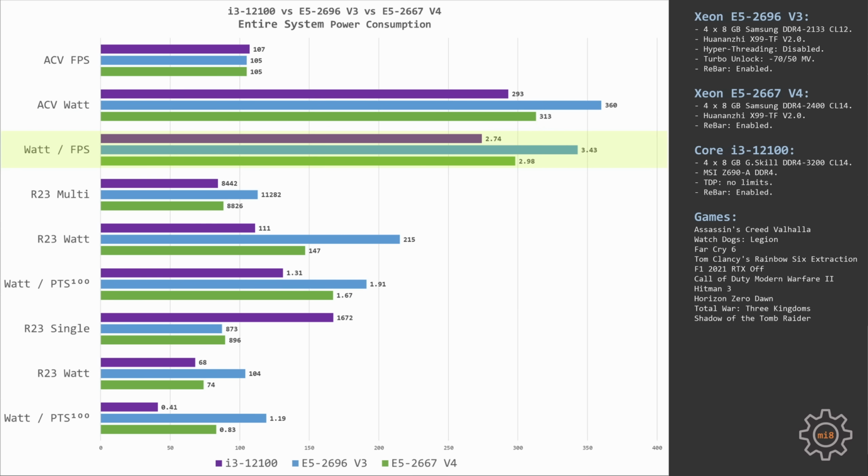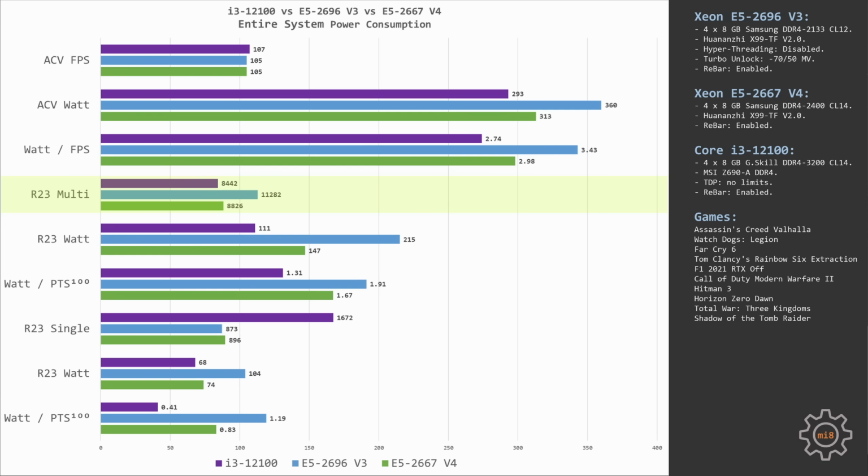If I turn these numbers to see how many watts of electricity are consumed to render a single frame, then we have the following picture. The system with i3 CPU consumes about 2.74 watts for one frame, system with E5 V3 consumes about 3.43 watts for one rendered frame, and system with the Xeon E5 V4 consumes almost 3 watts for one rendered frame.